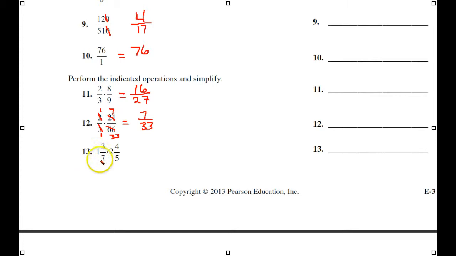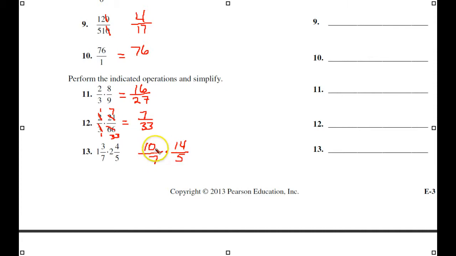Now this one, in order to do multiplication, we have to convert from improper fractions, or I should say mixed numbers, to improper fractions. So 7 times 1 is 7, plus 3 is 10 sevens. Now 5 times 2 is 10, plus 4 is 14 fifths.